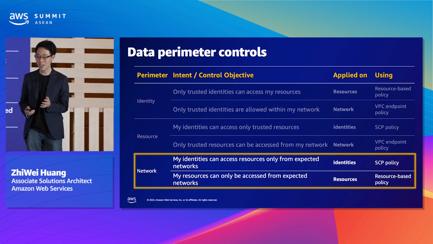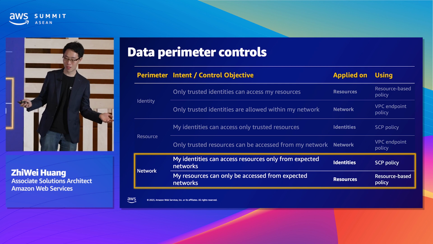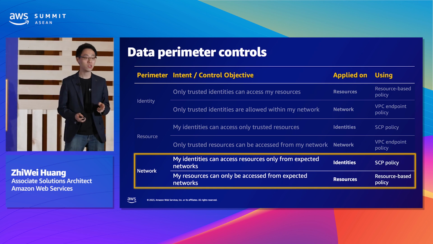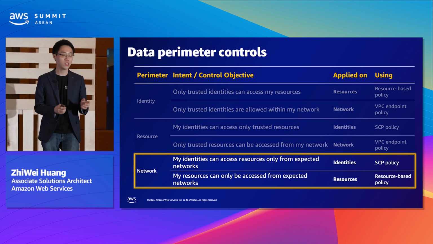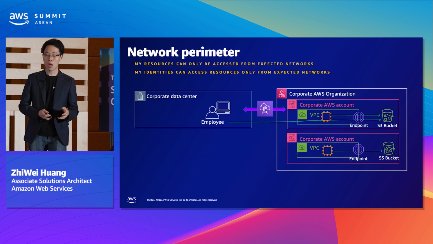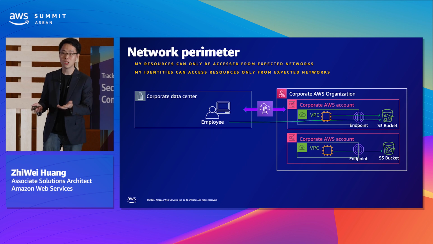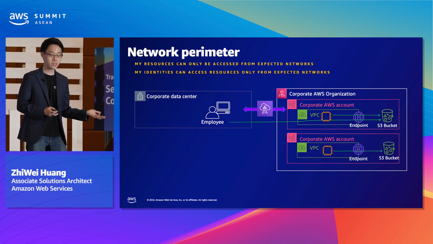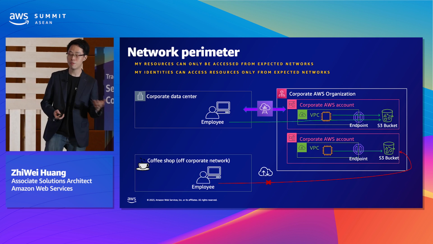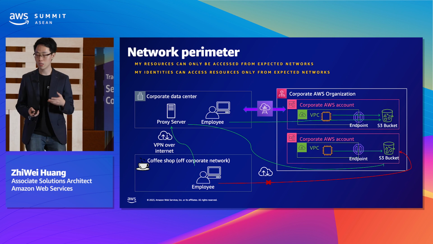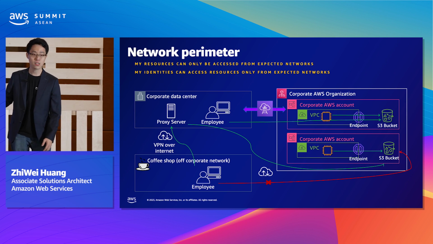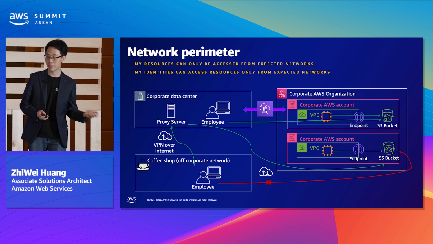Now, time for the final and most exciting perimeter control, and that is the network perimeter. The network perimeter allows us to ensure that your resources and identities can only be accessed and used from expected networks. So how do we define expected networks? Expected networks will include your corporate data centers and your AWS VPCs, but not a random coffee shop. With the pandemic, there are new access patterns where your employees work from home and connect via VPN to your corporate data centers and access AWS resources from there.